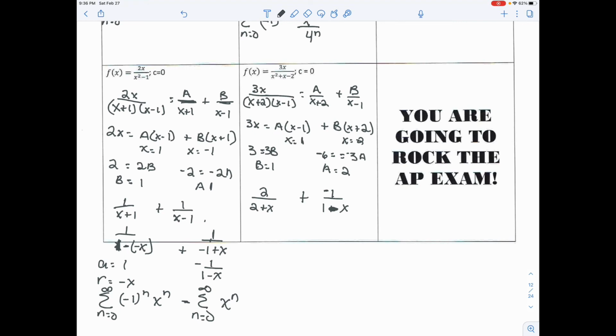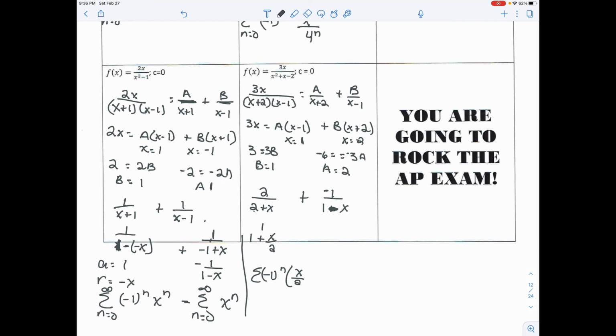So once again, we just put it in our little form. So I have to divide by 2 here. So I get 1 over 1 plus x over 2, which makes r negative. So my summation would be negative 1 to the n, x over 2. I'm not sure why I wrote that as squared. Confused me. That should just be x over 2.